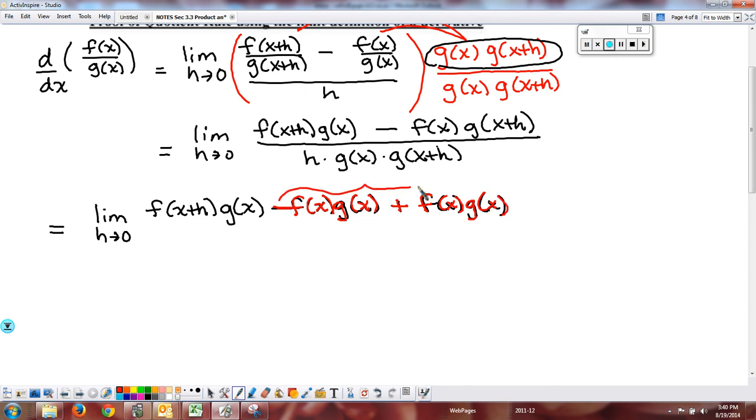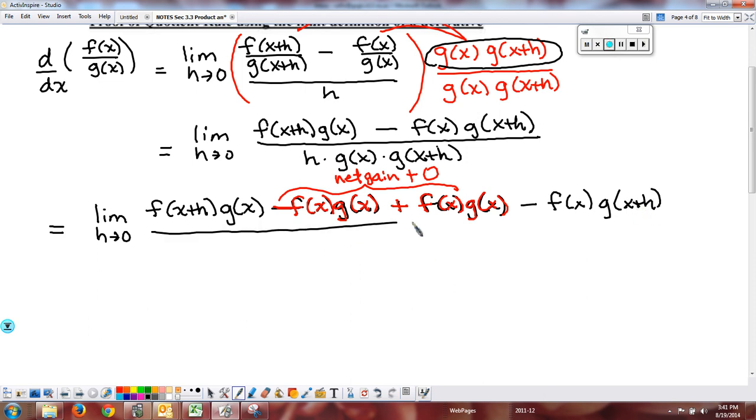And again, the only reason we're allowed to do this is because my net gain here is basically adding 0. Let me just continue with the rest of this. So I have minus f of x, g of x plus h. And that's all over those 3 factors in the denominator. So h, g of x, and g of x plus h. Now what I'm going to do is conveniently regroup here, kind of do the same thing that we did before.